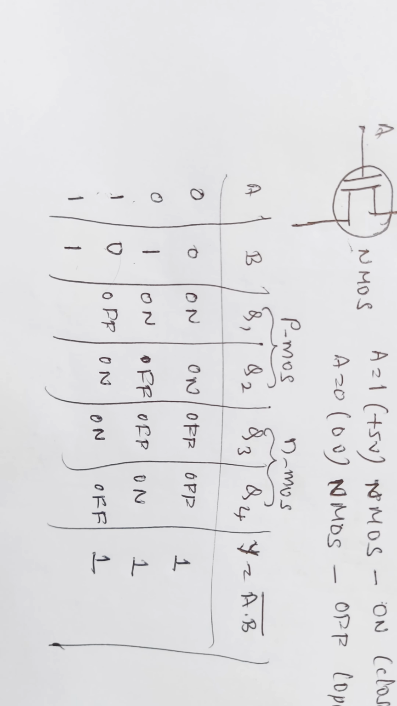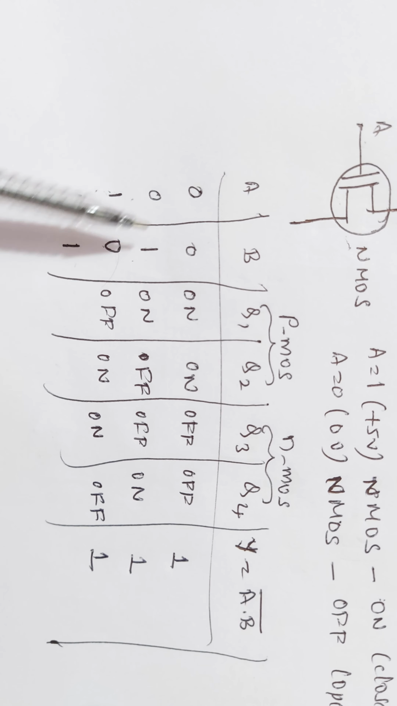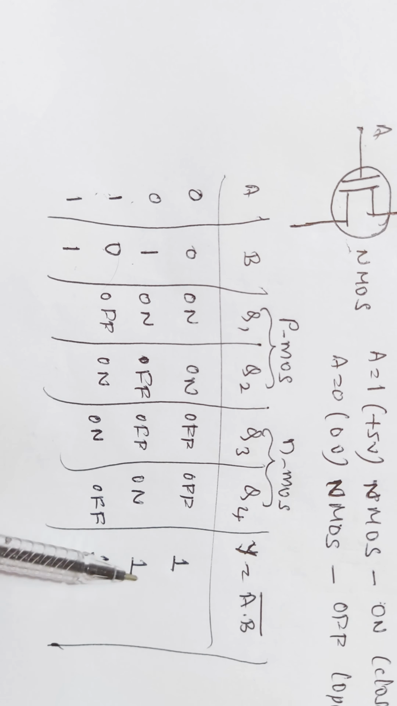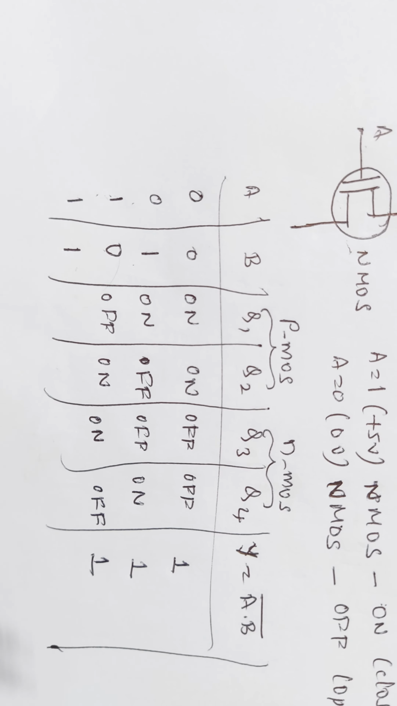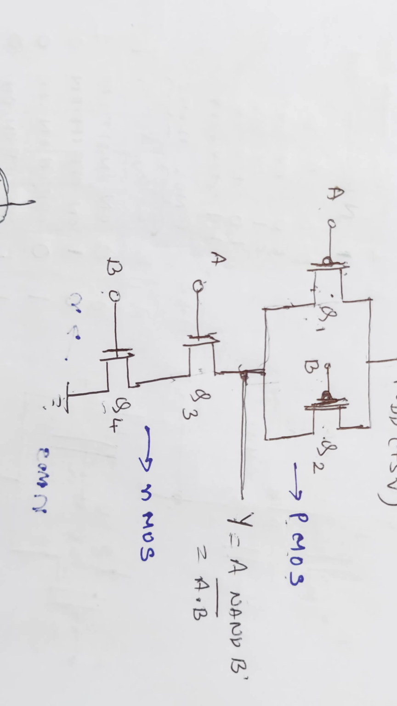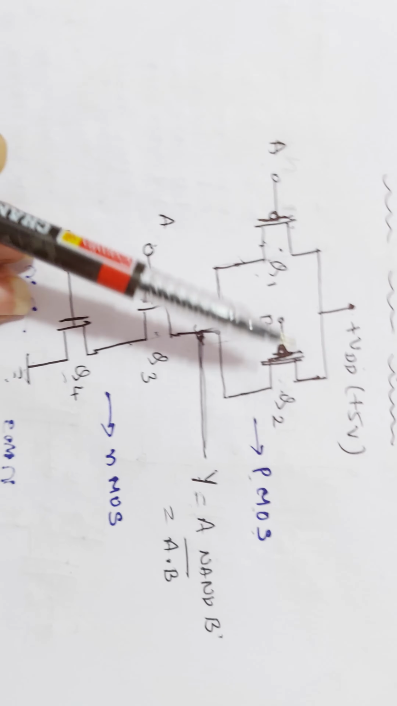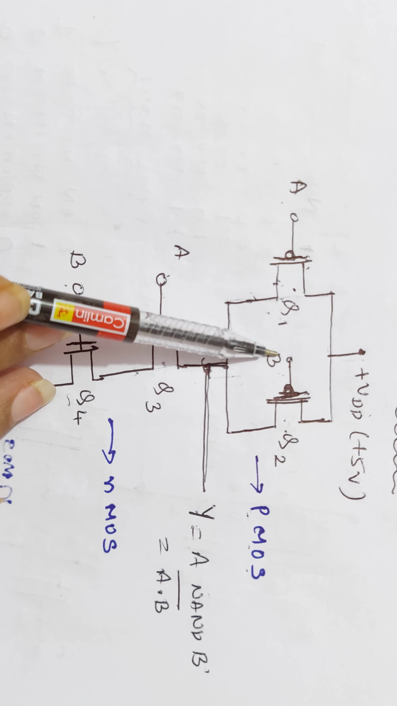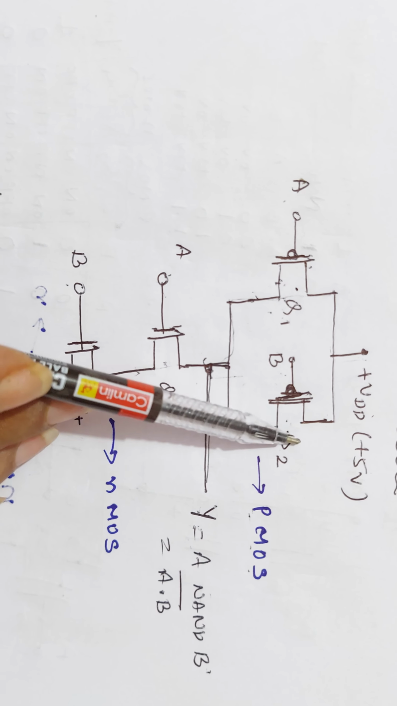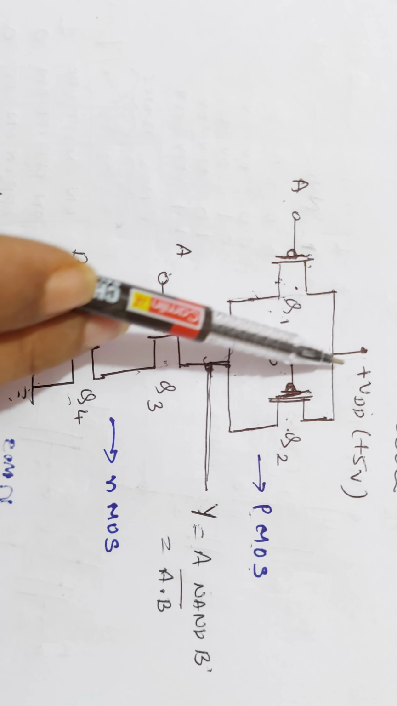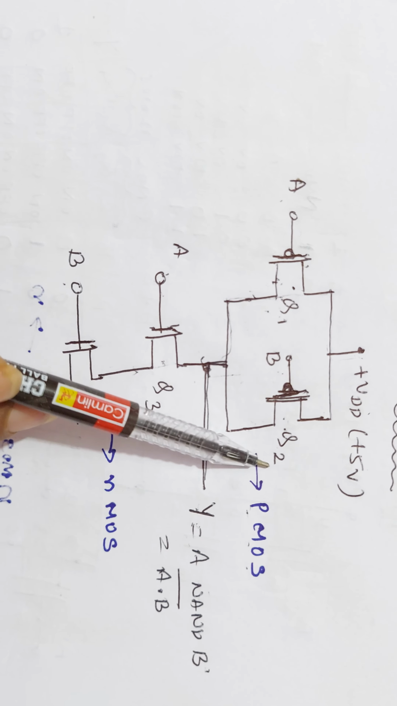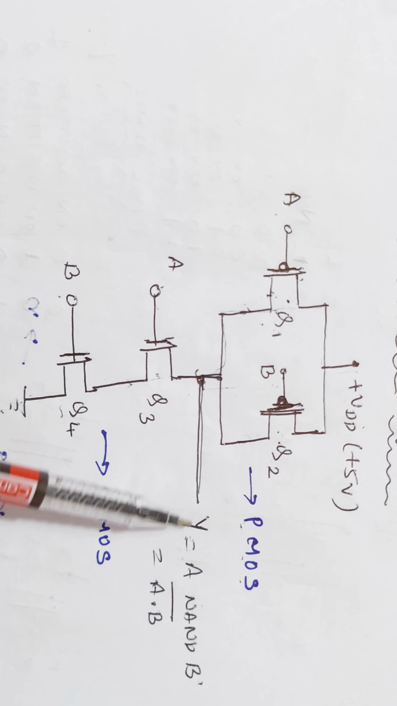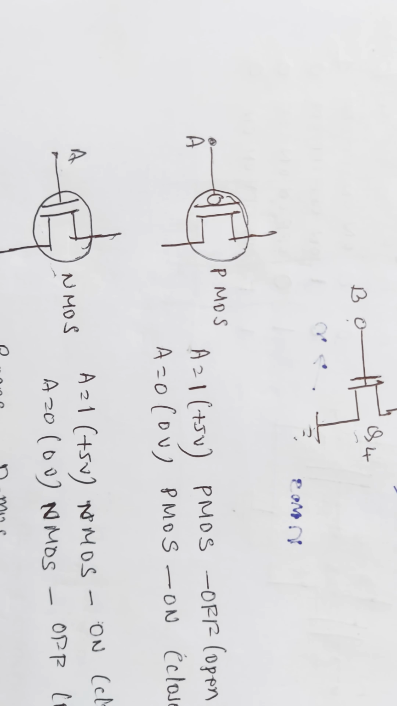Therefore, if any one of the inputs is 0, then the output is 1. If both are 1, when both the inputs are 1 and 1, A is 1, the P channel goes off and acts as an open switch. B is 1, the P channel goes off and acts as an open switch. Therefore, this circuit is open at both ends. No current can flow through this line. Output Y is equal to 0.